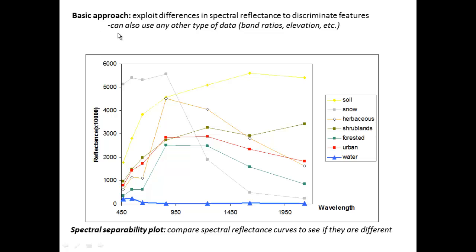I'll also note that you can use any type of data in a classification. It doesn't have to be just spectral reflectance. We could use band ratios, of course. We can use elevation information. We could even use state or local boundaries. You name it. If we can get it into ArcMap or ENVI, we can use it.